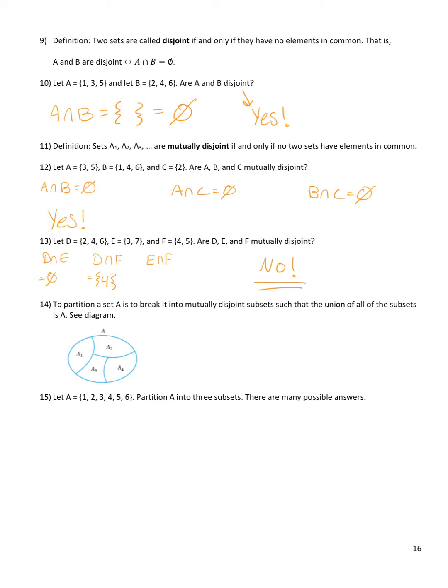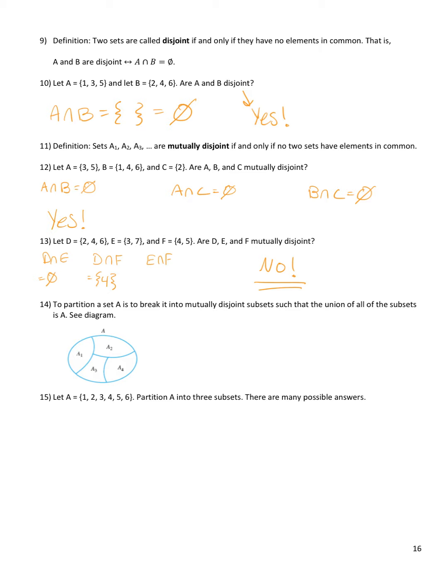Okay, to partition a set A is to break it into mutually disjoint subsets, so no 2 overlap. Mutually disjoint means no 2 overlap. So break it into subsets where no 2 overlap, such that the union of all the subsets is the whole original set. So this is an example of a partition. So I had a big set A, and I broke it into 4 subsets, A1, A2, A3, and A4. None of the 4 subsets overlap, and when I put them all together into a union, I get the original set A.